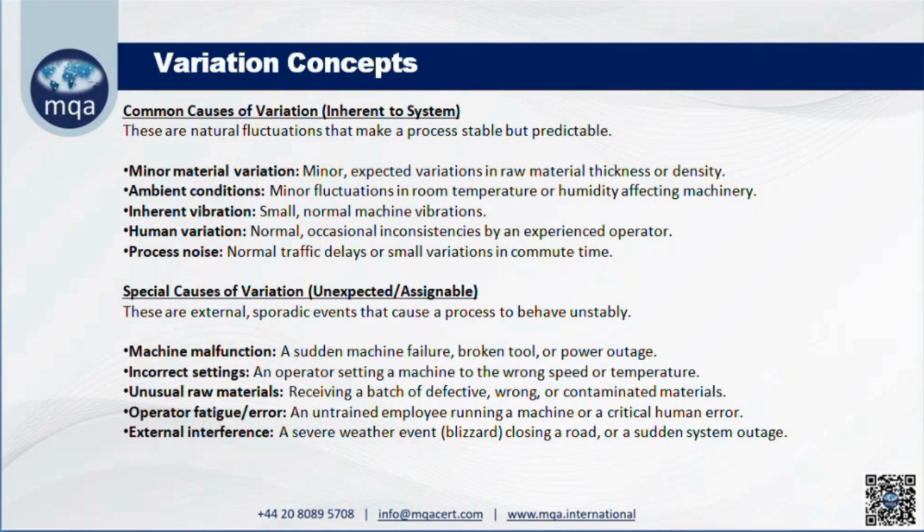So human beings or raw material or machines, they all will have some natural tendency to vary. Then process noise, normal traffic delays or small variations in commuting time. So these are all common causes which can cause problems. And then there are special causes like machine malfunction. Suddenly machine breaks down or your car clutch breaks down or brake fails. Incorrect settings by the machine operator. These are all possible and they do happen.